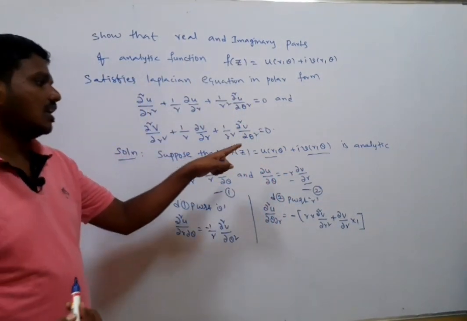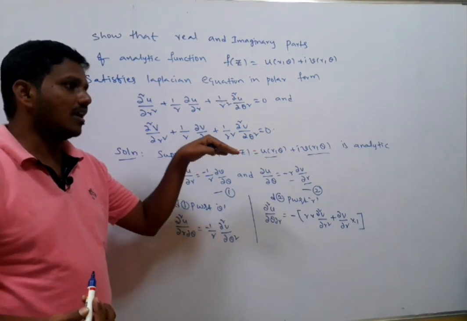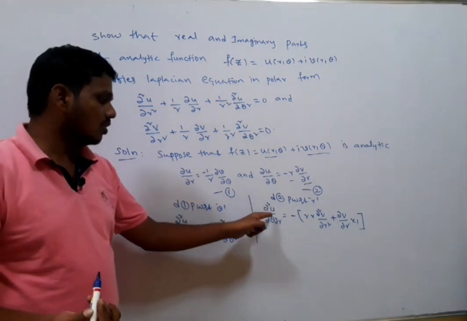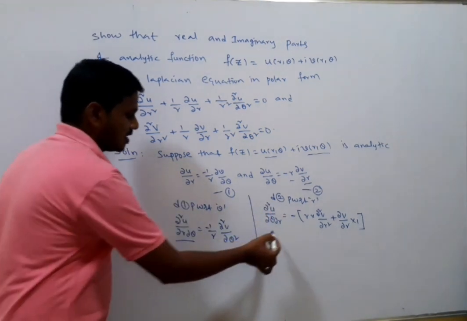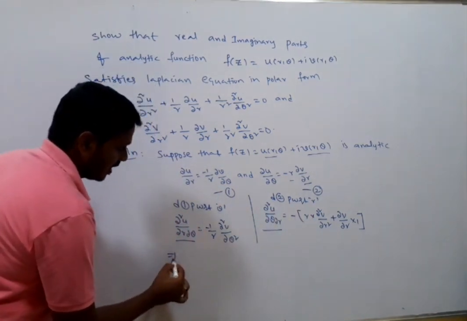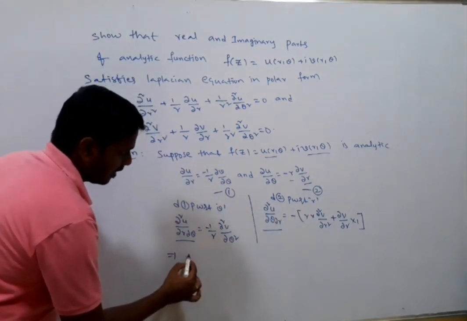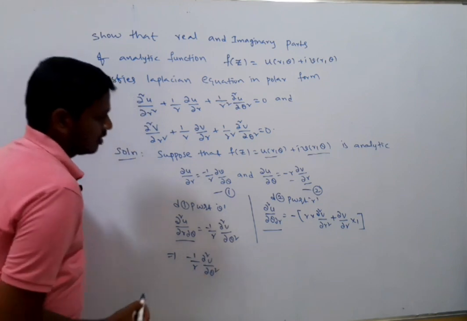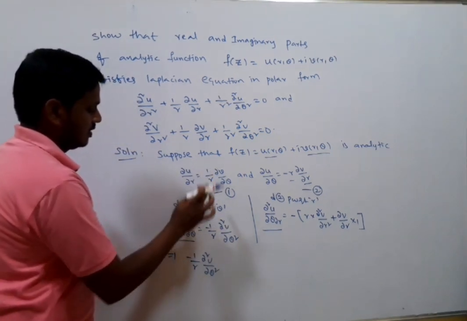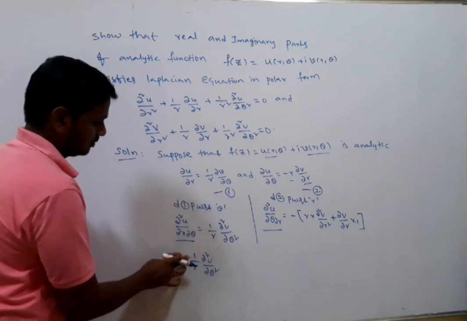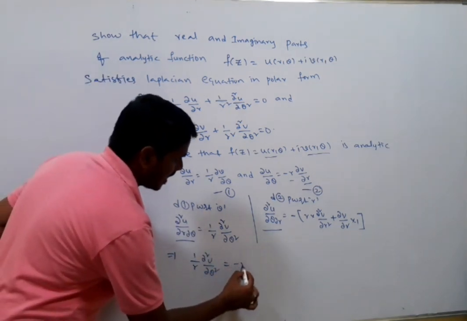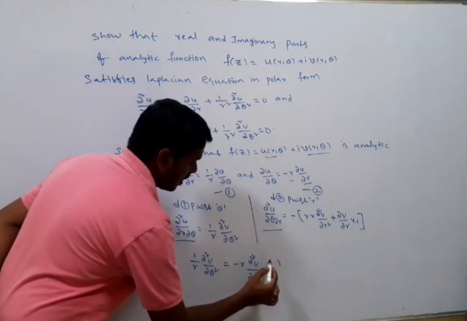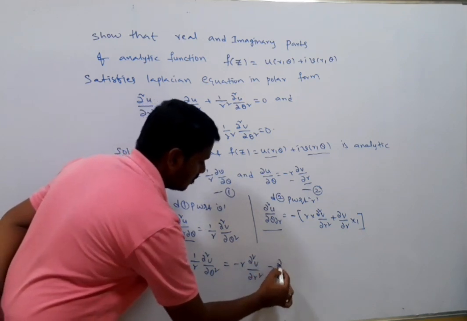Since u of r comma theta and v of r comma theta have continuous second order partial derivatives, dou square u by dou r dou theta is the same as dou square u by dou theta dou r. The LHS quantities are the same, so now we equate the RHS. Finally we have minus 1 by r dou square v by dou theta square equals minus r dou square v by dou r square minus dou v by dou r.